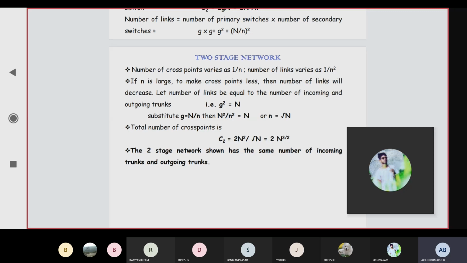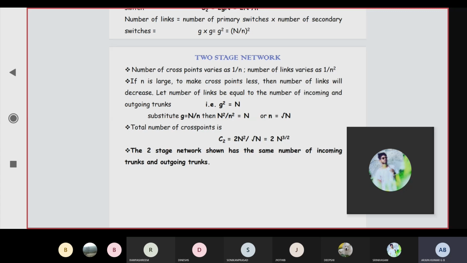Substituting g is equal to N by n. What is g square? g square is equal to N. What is g equal to N by n? N by n whole square is represented by N square by small n square, which is equal to N. Then the N on one side will get cancelled, so n square is equal to N. Then small n, the outlet, is equal to square root of N.